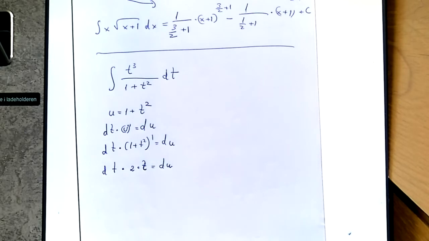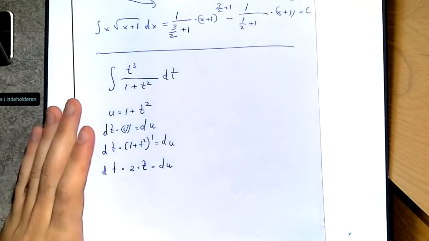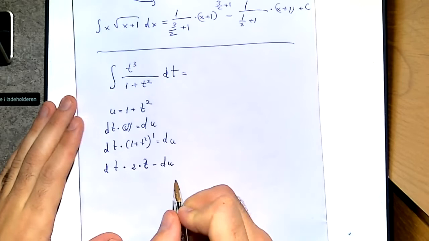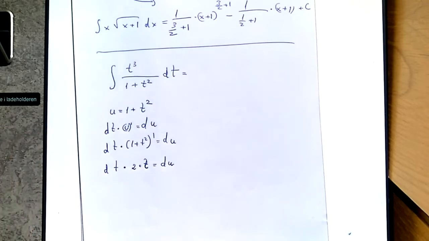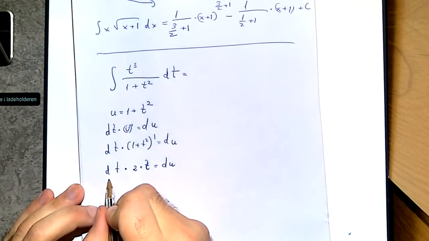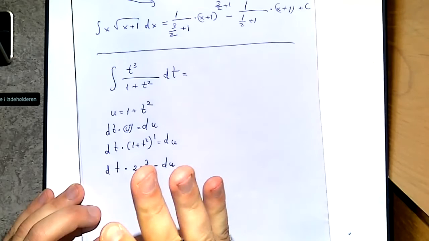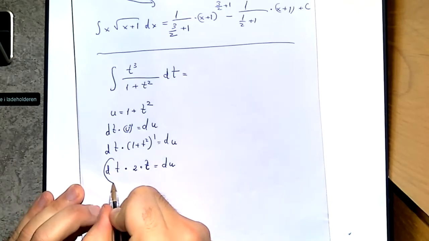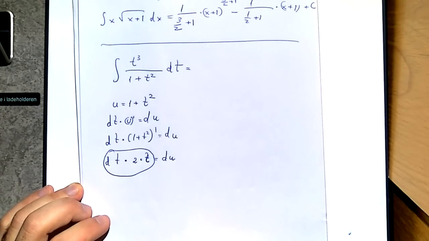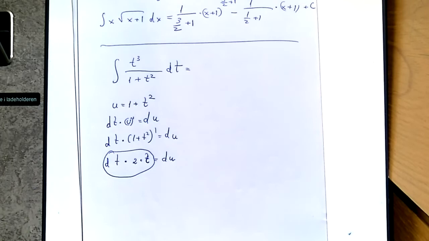Let's see what I can do. So this is where integration by parts becomes a little bit icky, because I cannot just replace. Remember, in the first example, I just had dt equals du, so I just replaced them. At this point, I need to have dt multiplied by 2t in order to get du. So how do I get that?